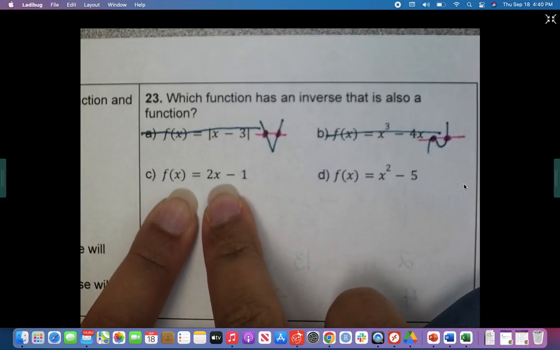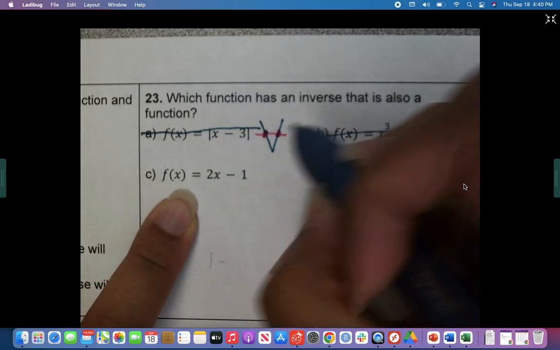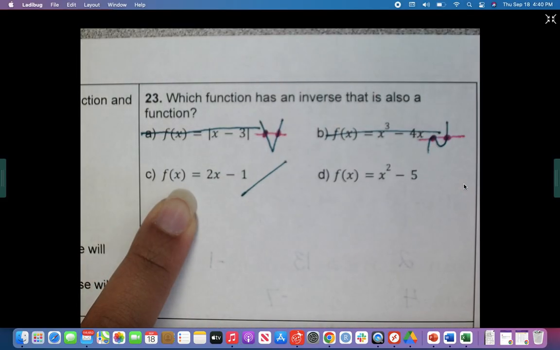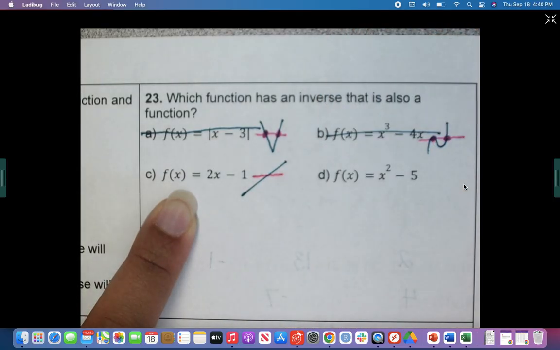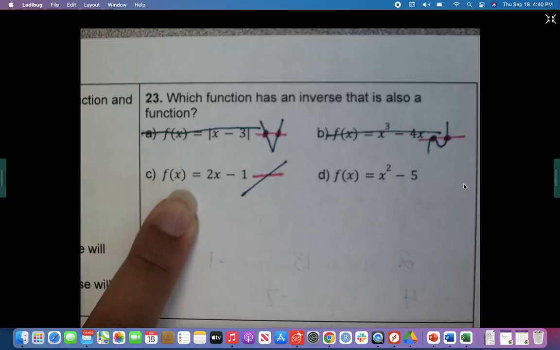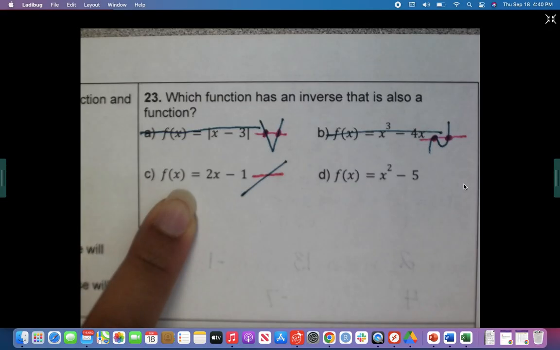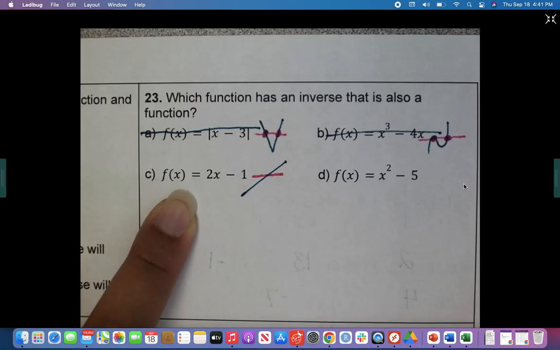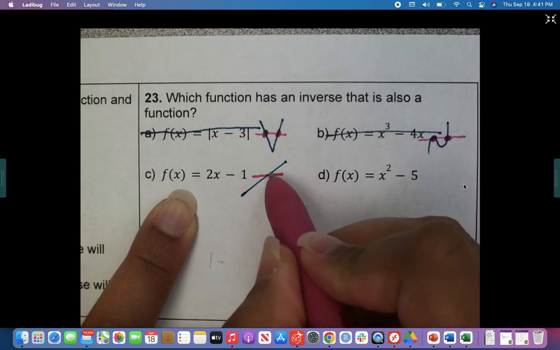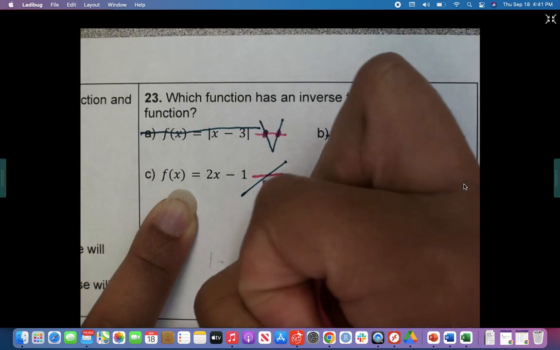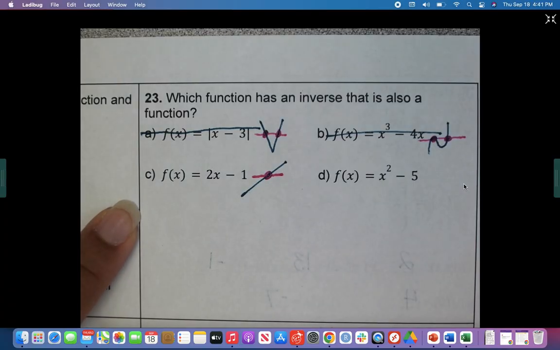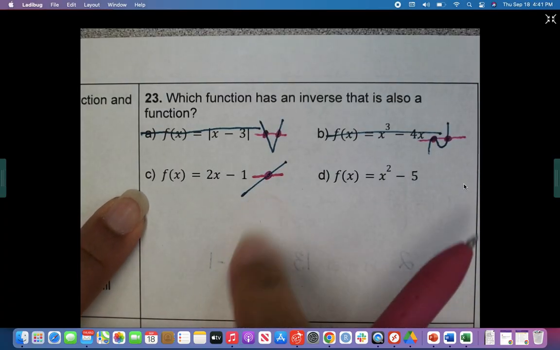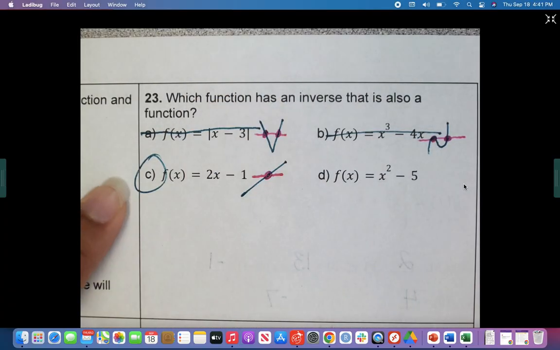That is a linear function, so that is a straight line. Is that going to pass the horizontal line test? Yes, it does. Why does that look fuzzy to me? I don't know, maybe I'm going crazy. Oh, nope, that looks clear. Okay, it wasn't just me. All right, so it only touches once. Remember, in order to pass, it has to only touch once. That only touches once. So answer is C.